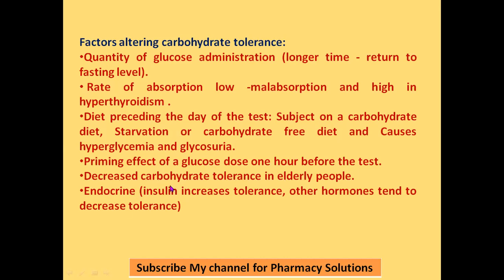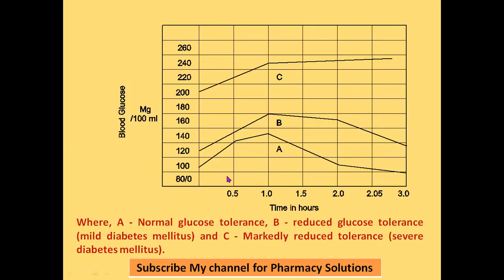In elderly patients, there is a decrease in carbohydrate tolerance, as well as in the endocrine hormones which regulate insulin and glucose in the body. Insulin increases tolerance, and the counter hormones, pituitary or thyroid hormones, will decrease the tolerance. In a normal person they balance, but these are the hormones which regulate glucose metabolism.